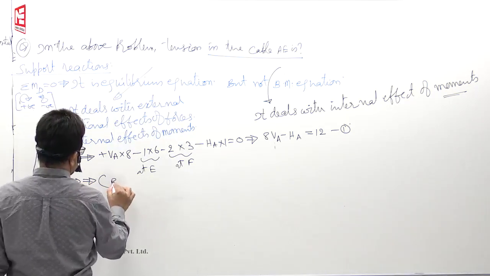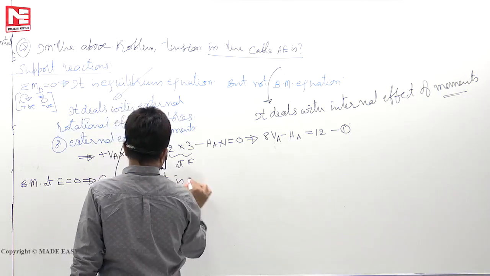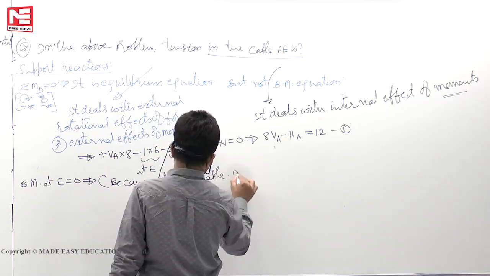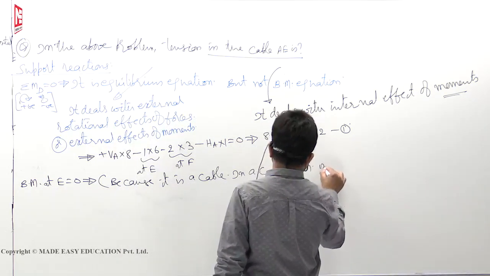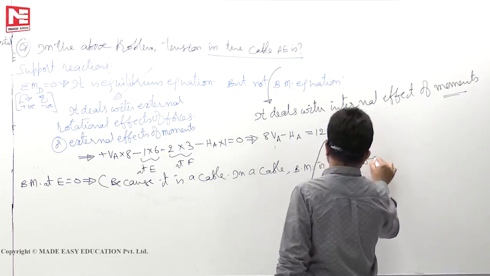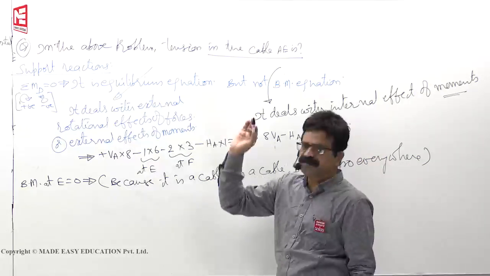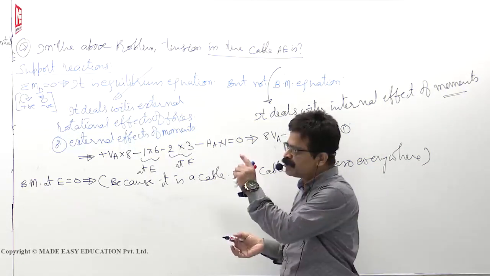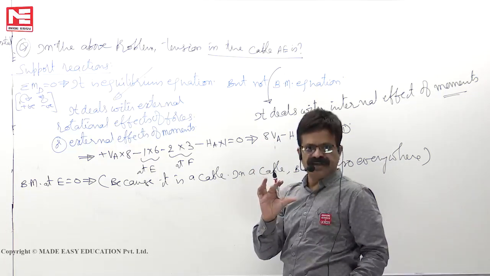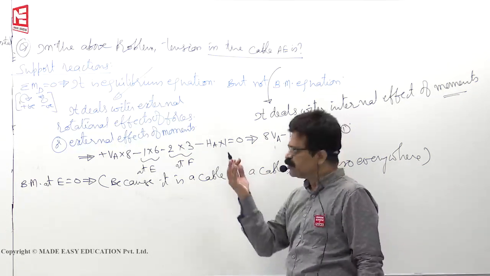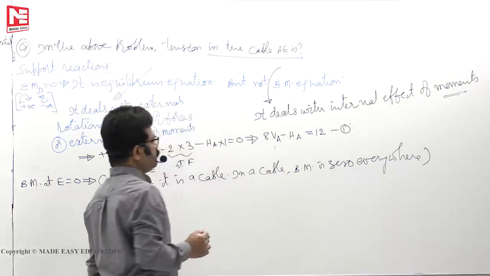Then bending moment at E is equal to 0. Why? Because it is a cable. In a cable, bending moment is 0 everywhere. Not just E. Any point you take, it will be 0 only. But we know about E only, that sag, 1 meter. If that sag we did not know, then you could not find the reactions also. So, in a cable, bending moment is 0 everywhere.